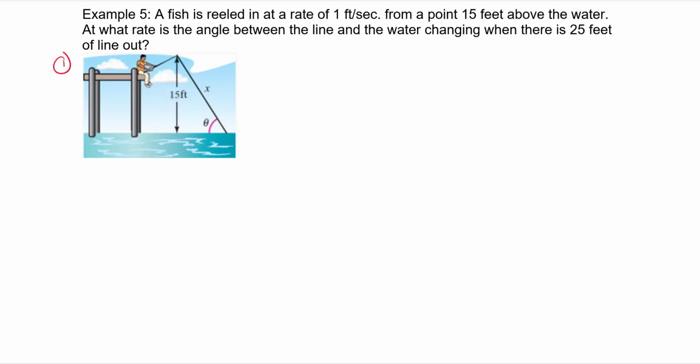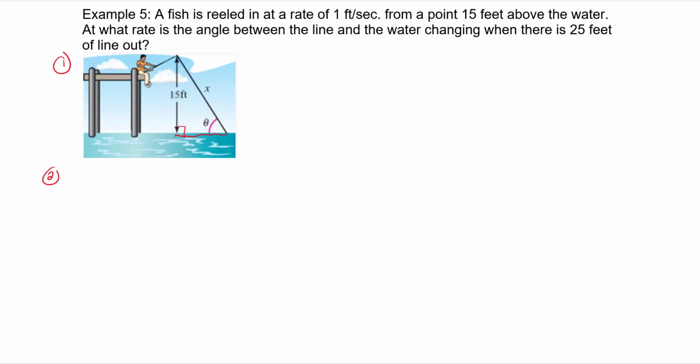So that's step 1. Notice in this case, our line going out from the end of the fishing rod is x. The end of the fishing rod, so the tip of the line, is 15 feet above the water. And theta is our angle between the water and the line. Even though they didn't draw it in the picture, the bottom of our right triangle is the water line.